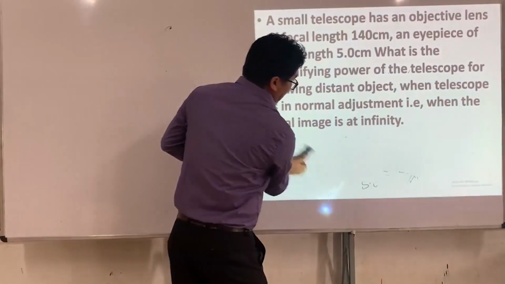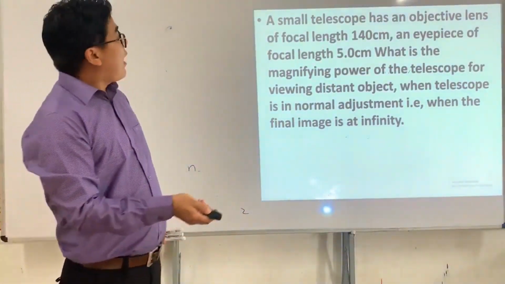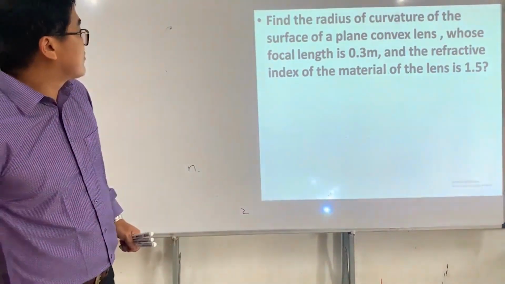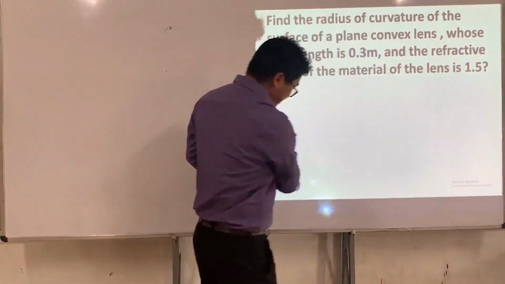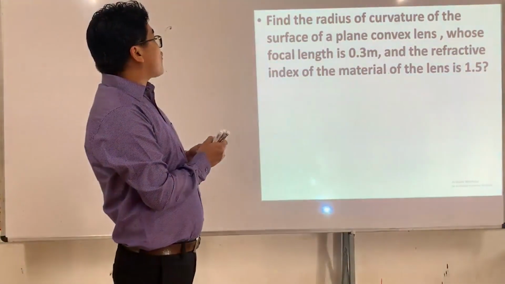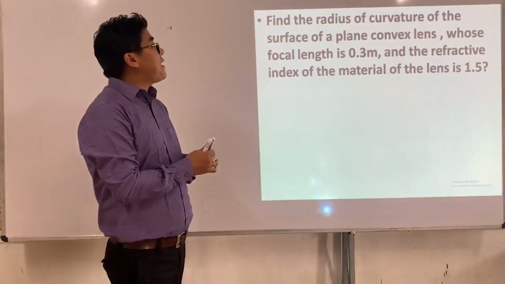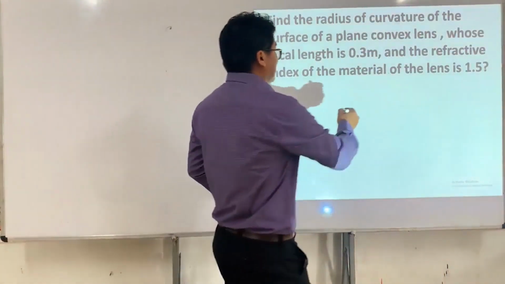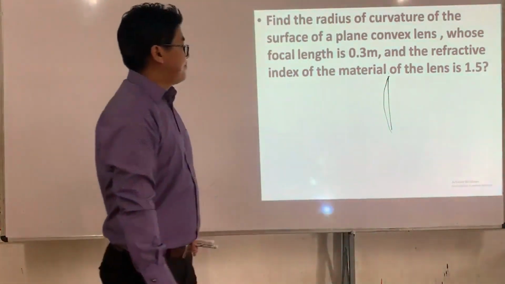Now the next problem I have is this. I will do as many problems as I can. So this is the problem. Find the radius of curvature of the surface of a plano-convex lens.